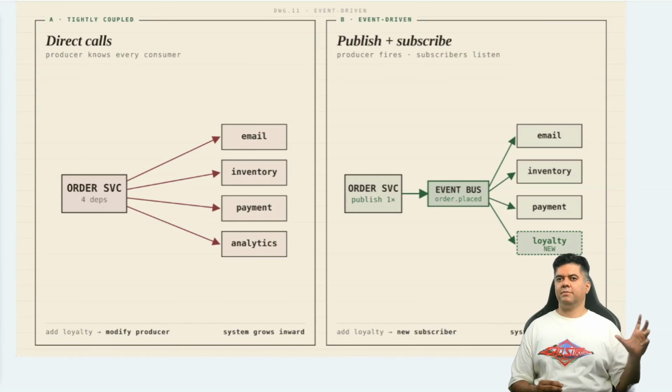But there's a tiny trade-off. The systems become harder to trace. So when an order is placed, what happens? You have to look at every subscriber to know what's exactly happening. So observability becomes more important, but generally for extensibility, being event-driven is one of the strongest patterns available.